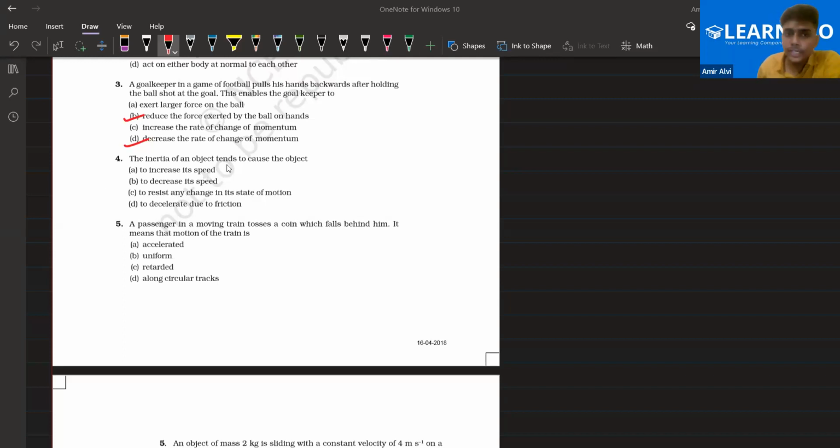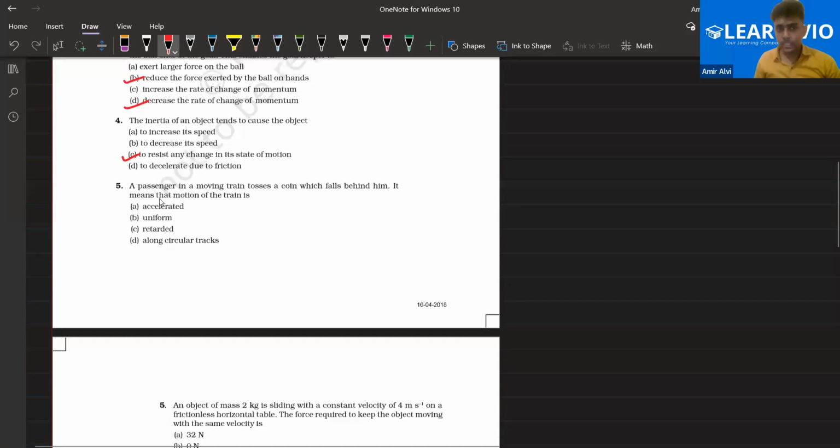So inertia of an object tends to cause increase its speed, decrease its speed, resist any change. So obviously resist any change. Inertia does not allow the change in the state of motion. If I'm sitting, my body will say that please stay, like please be seated. No need to change the state of your body, right?